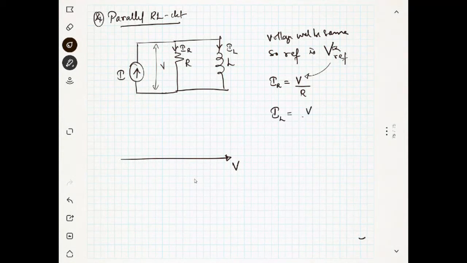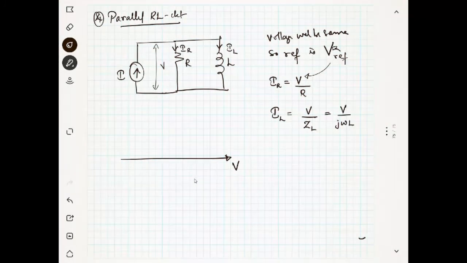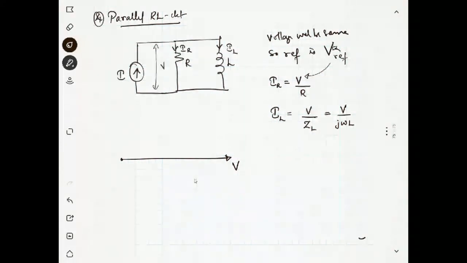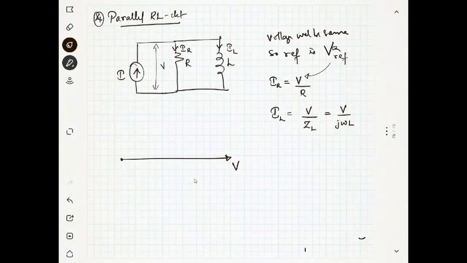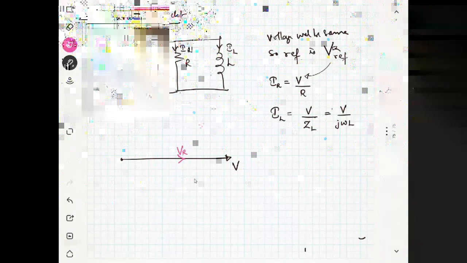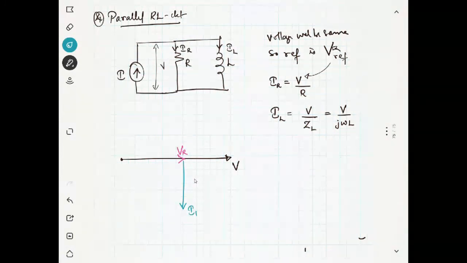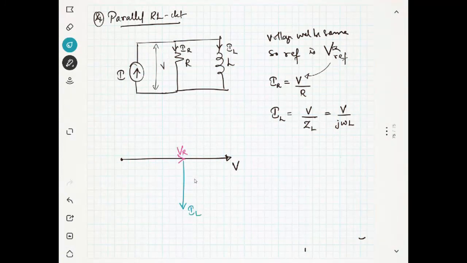IL is V by ZL. Am I correct? This is V over j omega L. You see, there is 1 by j. 1 by j means what will be the phase? You can see 1 over j is minus 90. So first of all, I will draw my VR. It will be in the same phase because it doesn't contain any complex number. But the other one will be minus 90 degrees. So this will be my IL. Okay, this is my IL, not VR actually, IR. Sorry, IR.